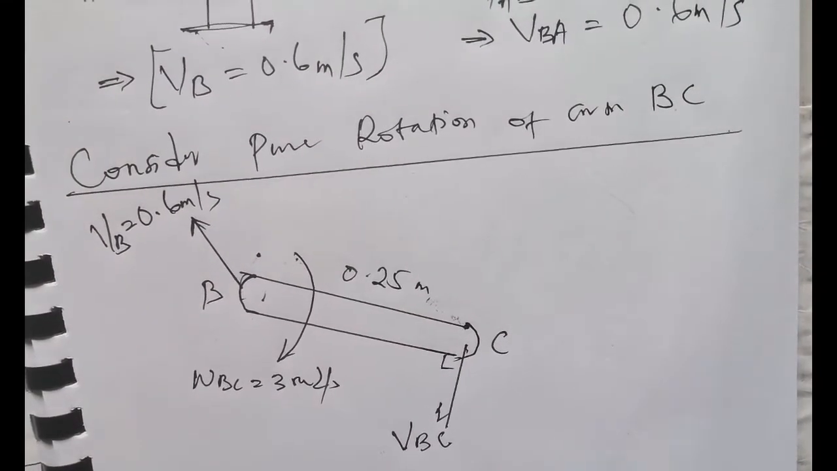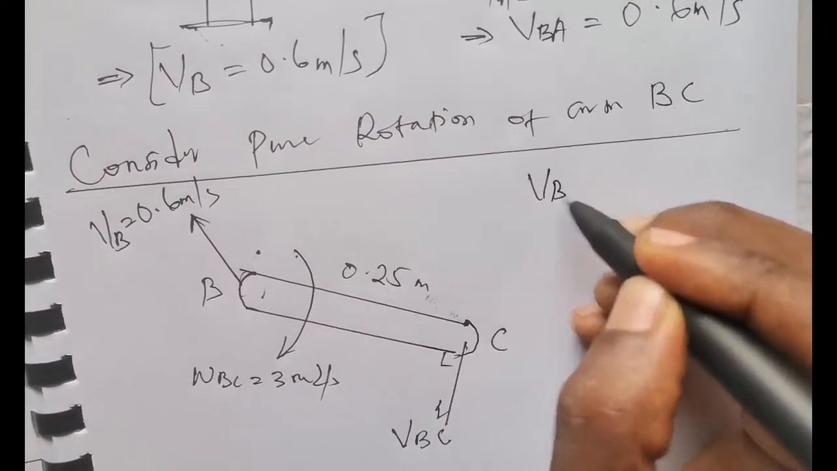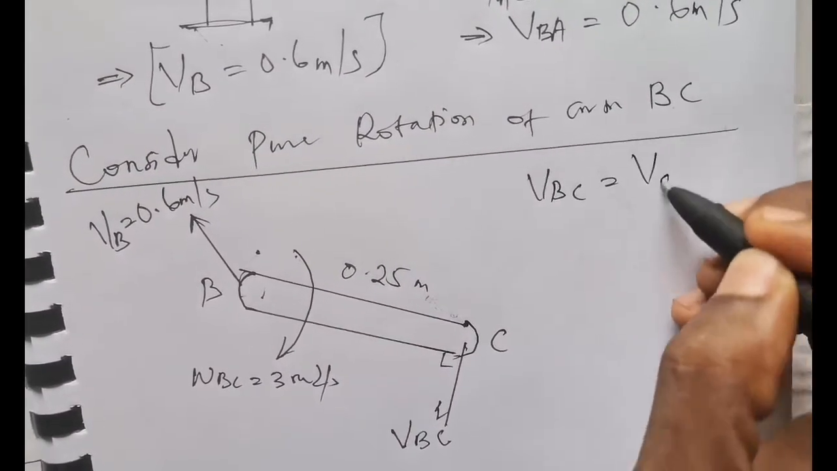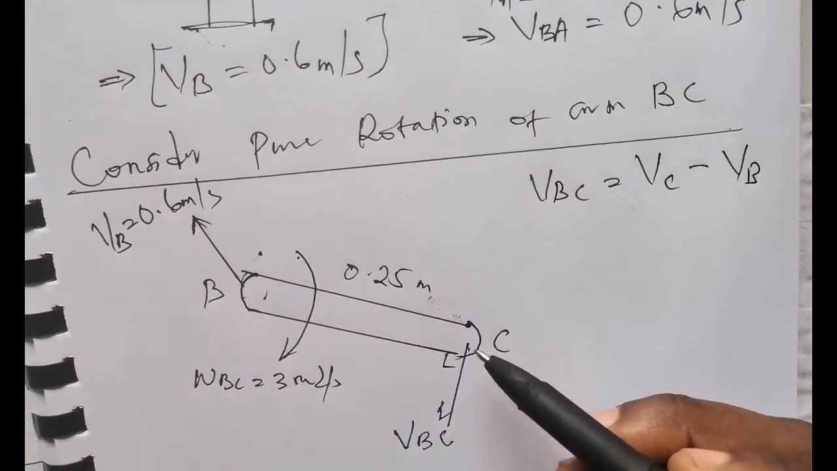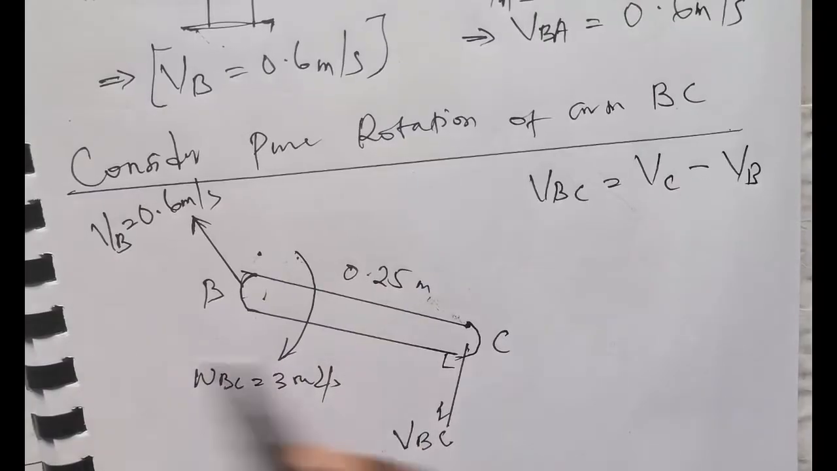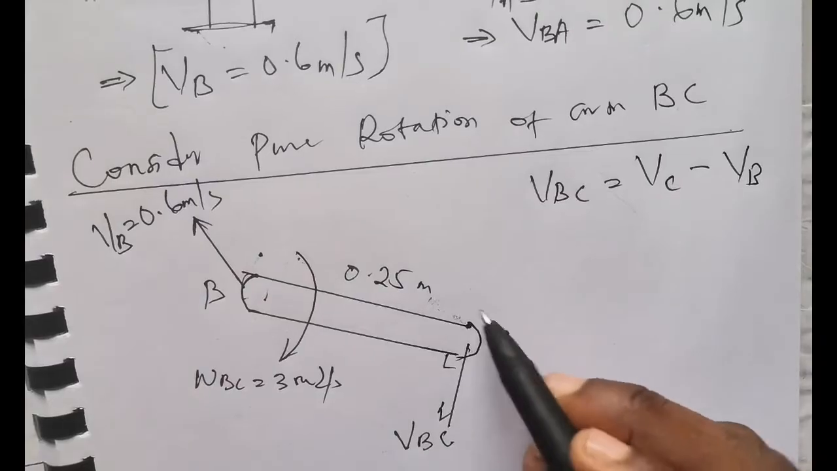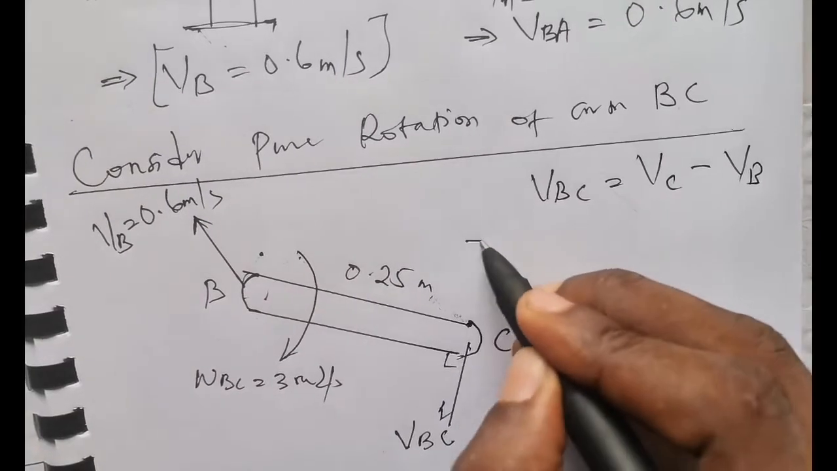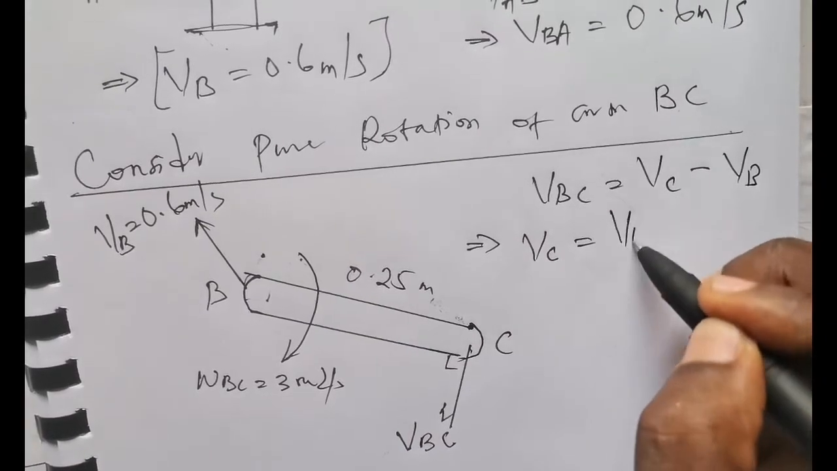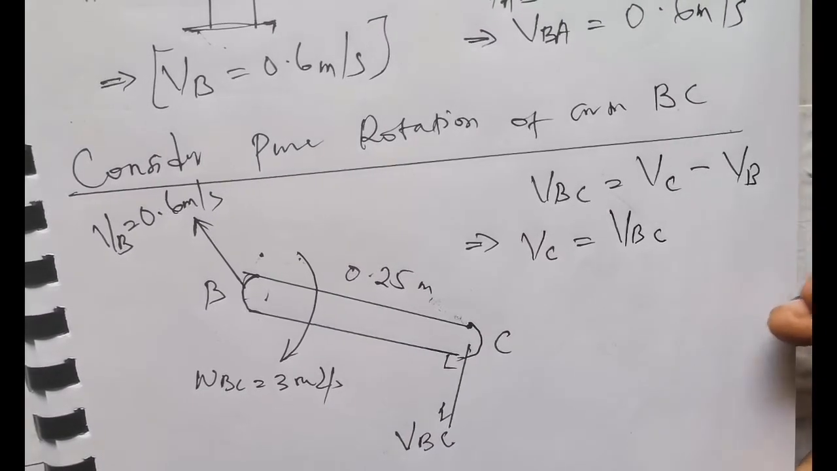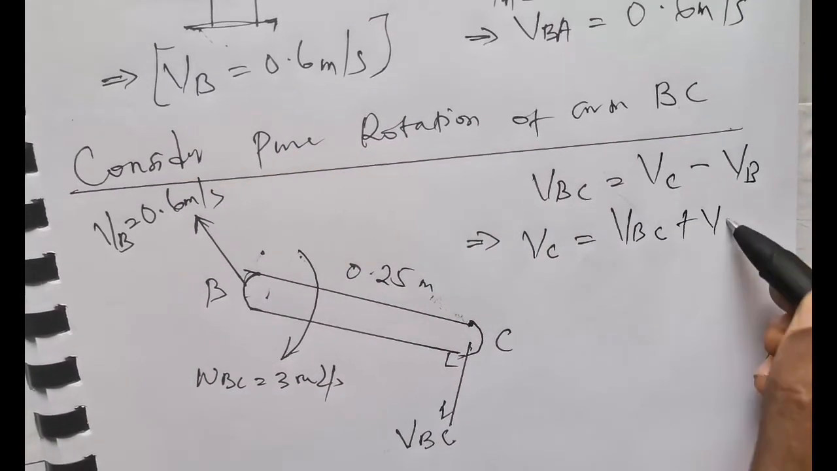Now, as explained earlier, the relative speed, which is VBC, is always given as VC minus VB. So it's always the velocity of the arm in front minus the velocity of the arm behind. That becomes the relative speed. Now the aim at this point is to find velocity at point C. This simply implies that velocity at point C becomes equal to, remember, VBC, sending VB over to this side, it becomes plus. So we have plus VB.